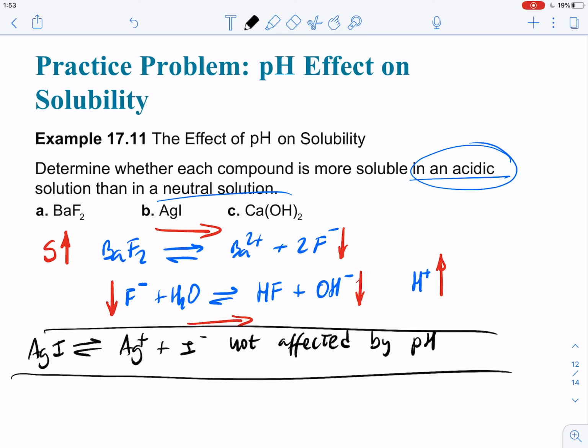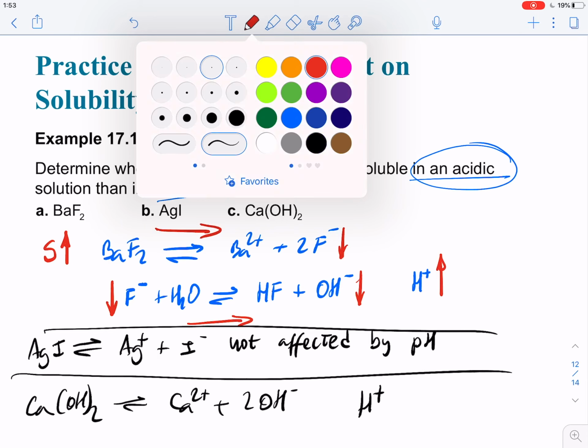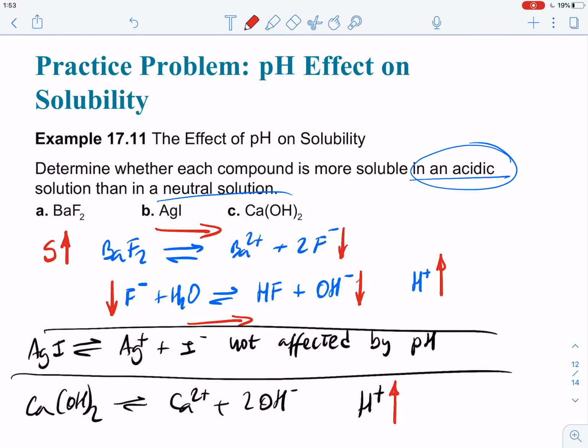Now the next one is easier to picture. We have calcium hydroxide goes to calcium 2 plus and 2 hydroxides. So what happens if we take H plus and we increase the concentration? Okay, so we're comparing acid versus neutral. So if you increase H plus, then OH minus decreases and this equilibrium shifts to the right, and then here the solubility increases.